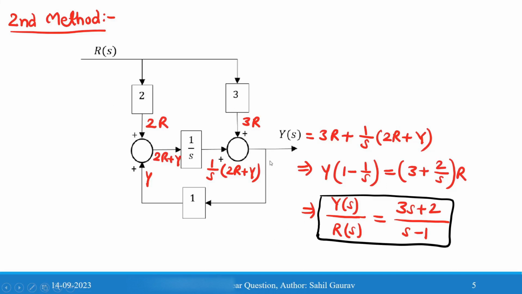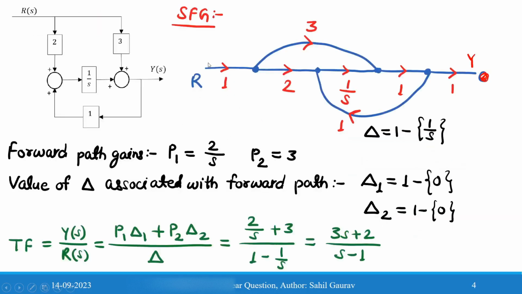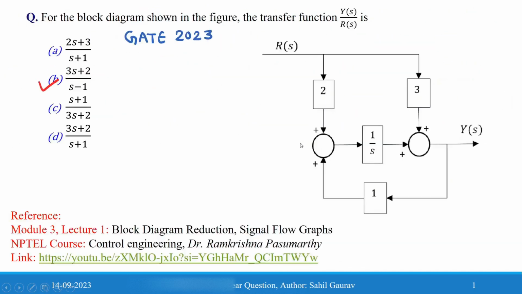So this is quite simple, but I always advise that whenever the block diagram is simple, you can apply this method. When the block diagram is complex, always use the signal flow graph. So the correct answer for this problem will be B.